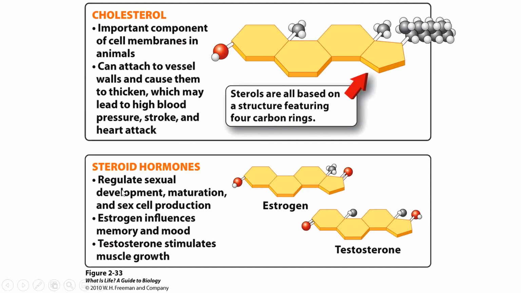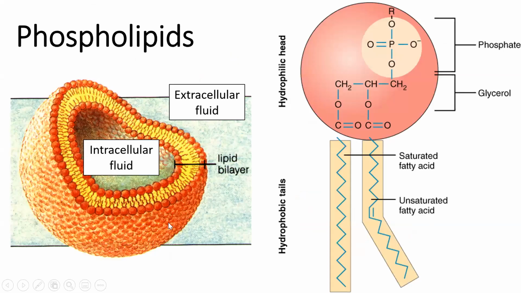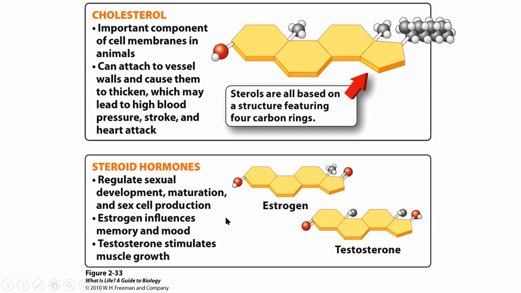So you can see the function of the steroid hormone regulating the sexual development, maturation, and then the sex cell production. Estrogen influences memory and mood, and testosterone stimulates muscle growth. Yes, men and women, excuse me, let me go back, have both estrogen and testosterone, but as you know, women will have more estrogen than testosterone, and men will have more testosterone than estrogen.